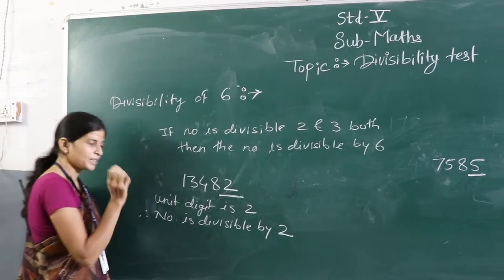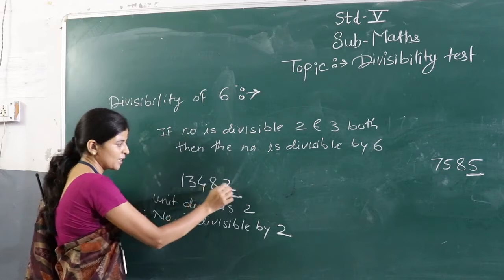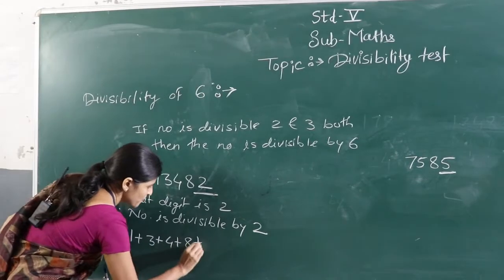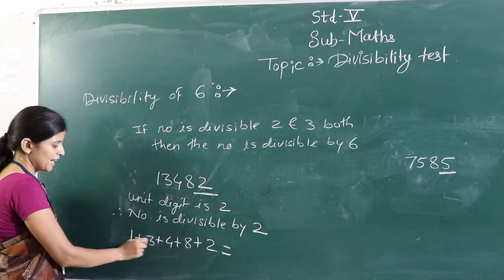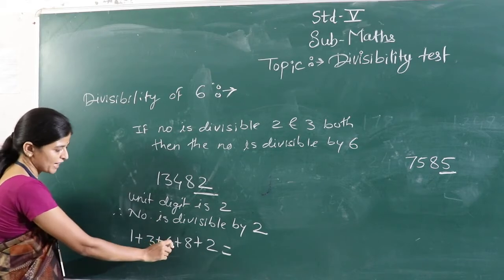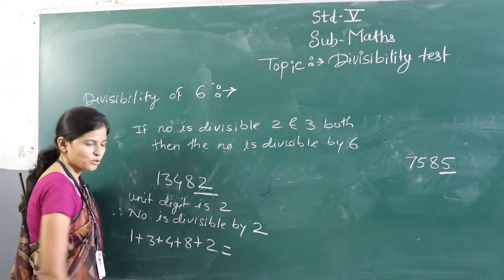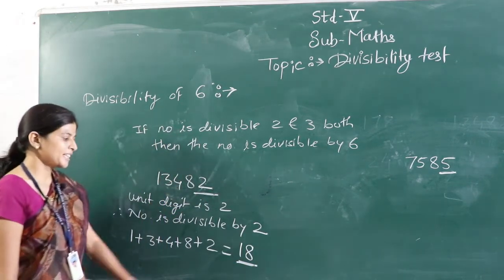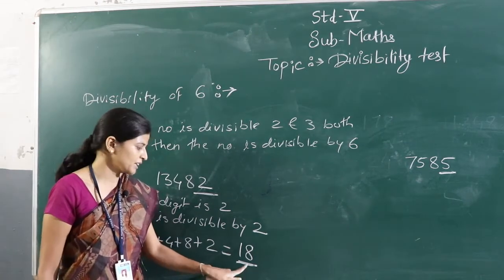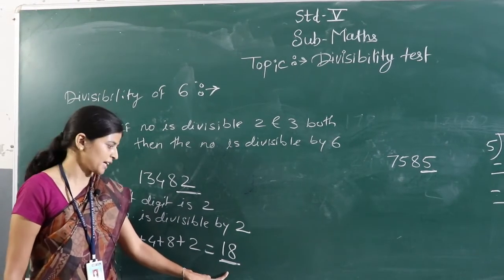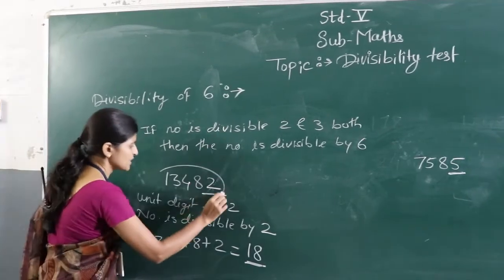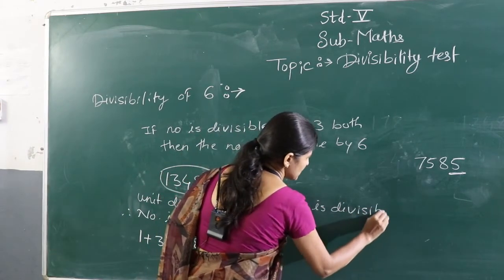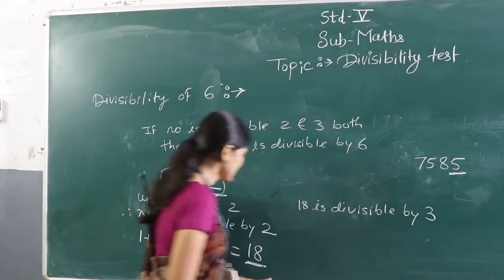Now what is the divisibility of 3? We add the digits in the number, that is 1 plus 3 plus 4 plus 8 plus 2. 1 plus 3 is 4, 4 plus 4 is 8, 8 plus 8 is 16, 16 plus 2 is 18. The addition comes 18. 18 is divisible by 3. In 3's table, 3 6s are 18, means 18 is divisible by 3, that means the whole number is divisible by 3.